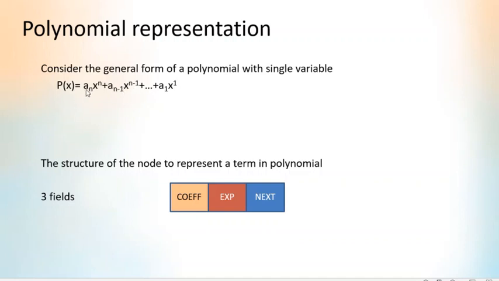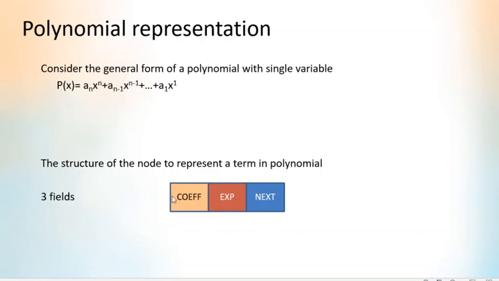It is the sum of different terms and each term is of the form an x raised to n, where this is the coefficient and this is the exponent. Now let us look at the structure of a node to represent a polynomial.